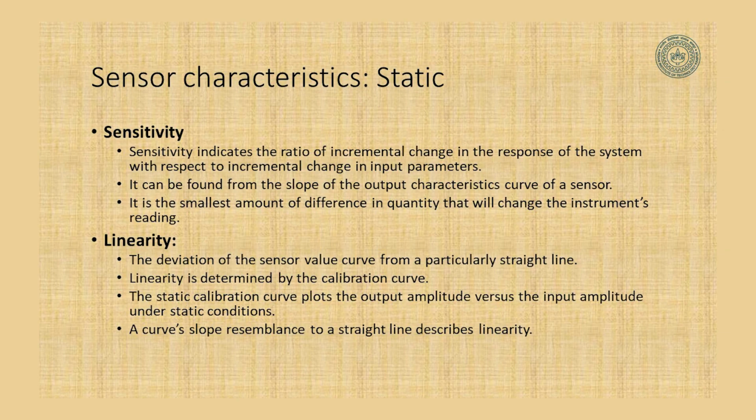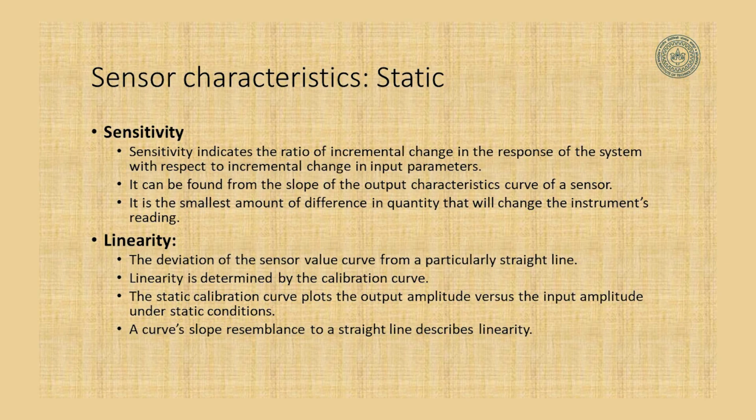So, this is the deviation of the sensor value curve from a particular straight line. Okay. How linear is the characteristic of the sensor, its output as the input changes? Okay. So, linearity is determined by the calibration curve. So, you need to create this calibration curve as a transfer curve.